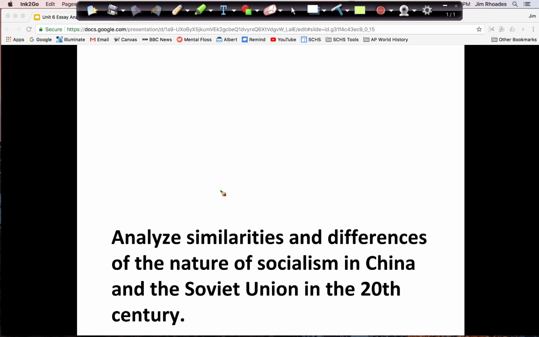Okay, let's look at a comparison essay prompt about the nature of socialism in China and the Soviet Union. And again, this is asking for both similarities and differences, so I should have one of both. Those would be my two body paragraphs. And let's take a look at my brainstorm and see how I approach this.